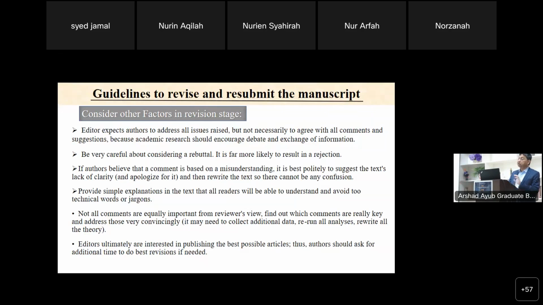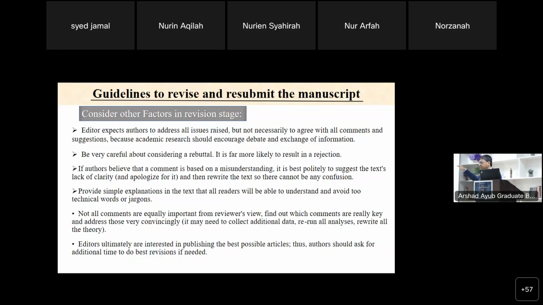Not all comments are equally important from the reviewer's view. Find out which comments are really key and address those very convincingly. It may need collecting additional data, rerunning all the analysis, rewriting all the theory. This is where the young try to fight back. I have done my research, it took me 6 months, I collected so many data. But if the reviewer asks you to reanalyze, you should do that. Expand the data set, you do this. Again, you have to do the math yourself too.